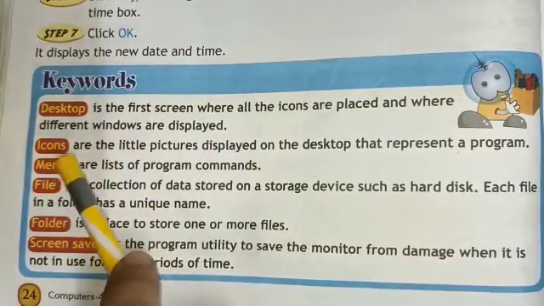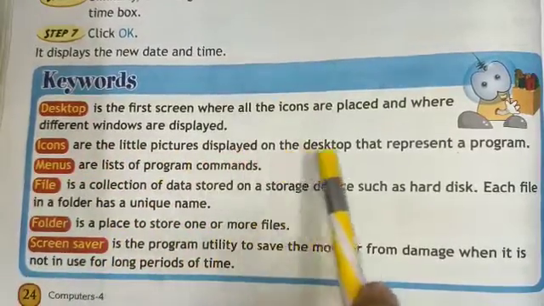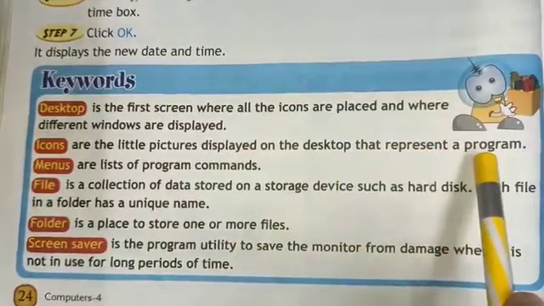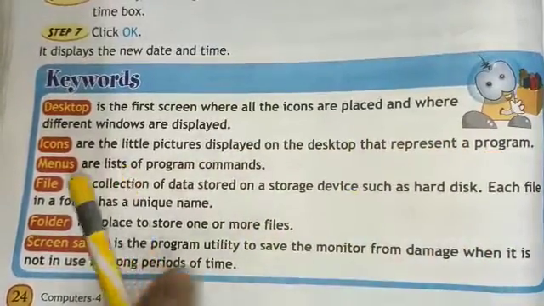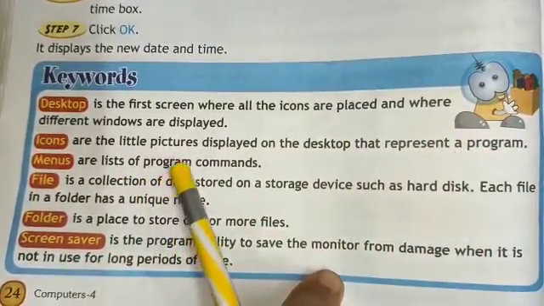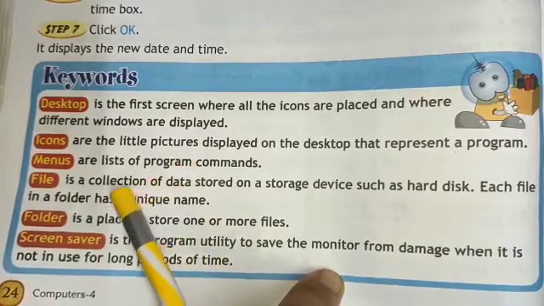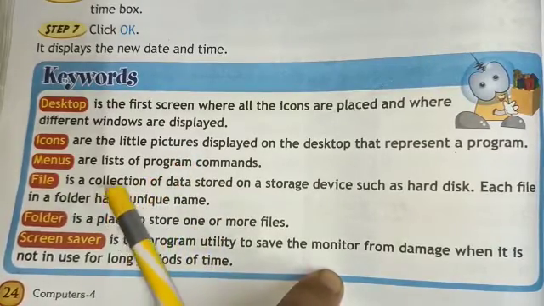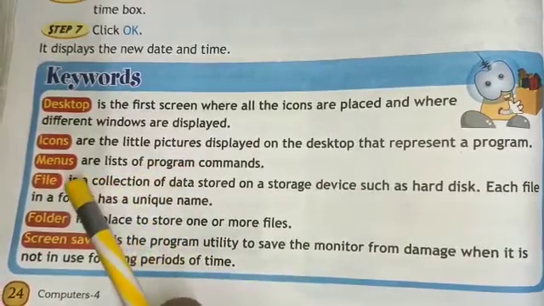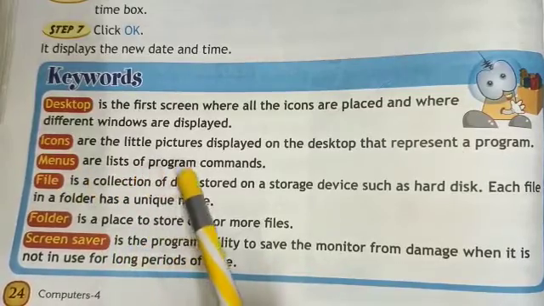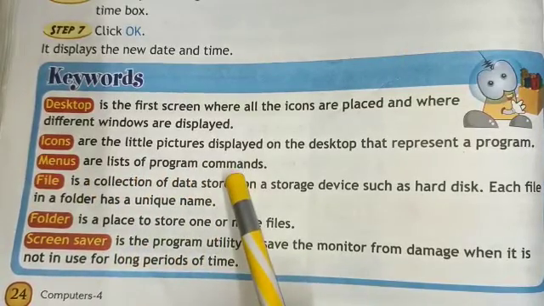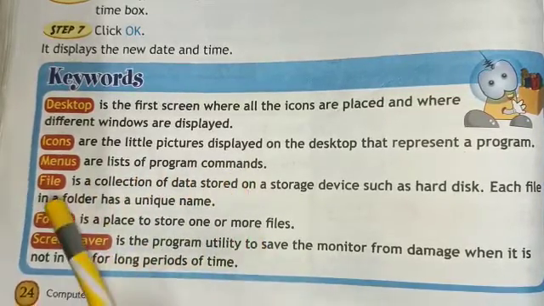Icons. What are icons? Icons are small little pictures displayed on the desktop that represent a program. Menu. Menus are lists of program commands.